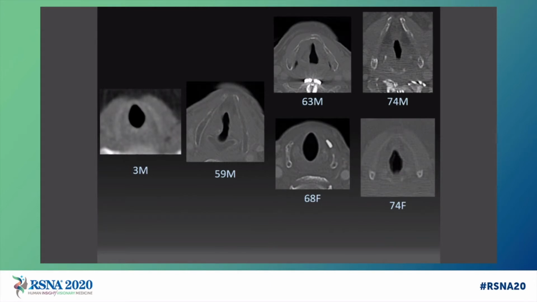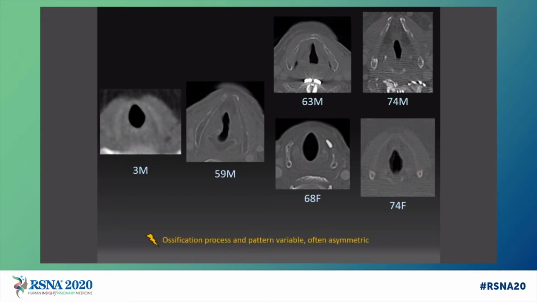This is just a slide to show you 6 different patients of different ages, 3 years old, 59, in their 60s and 70s, with different patterns of ossification and calcification of laryngeal cartilages. There's no rhyme or reason. These patients are all normal with no larynx cancers. You can see that some areas are completely sclerotic. This 74-year-old has hardly any areas of the thyroid cartilage ossified at all, just the posterior tips.